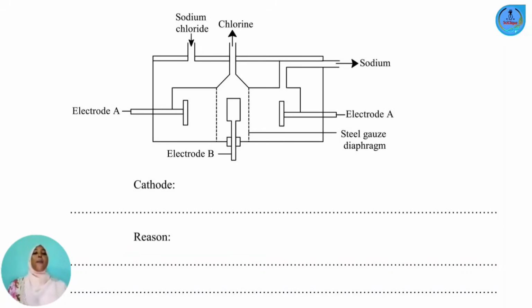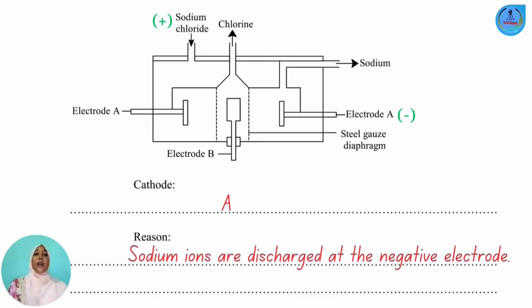The next part, we are supposed to identify where the cathode is. At this point, it's just going to be electrode A. Electrode A is the negatively charged electrode. Sodium ions are positively charged, so they are going to be attracted towards the negative electrode, where they will then be discharged. Discharge is where you are going to have either reduction or oxidation taking place.